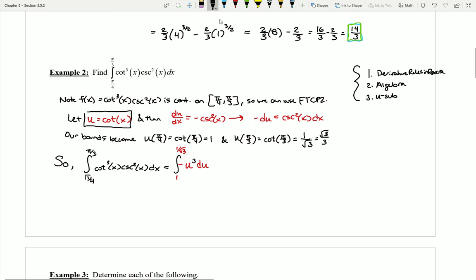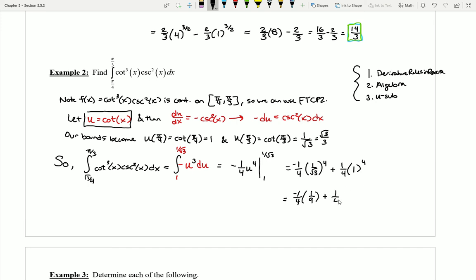Now, if I want to go ahead and do my antiderivative, this is going to be super simple. I'm just going to get negative a fourth, u to the fourth, and I evaluate from 1 up to 1 over root 3. So let's see, this is going to be negative a fourth times 1 over root 3 to the fourth power minus negative a fourth of 1 to the fourth power. So this is going to leave me with, if I take this quantity and raise it to the fourth, square root of 3 to the fourth, and I think that's going to end up as a value of 1 over 9.